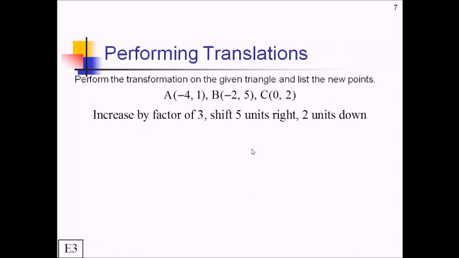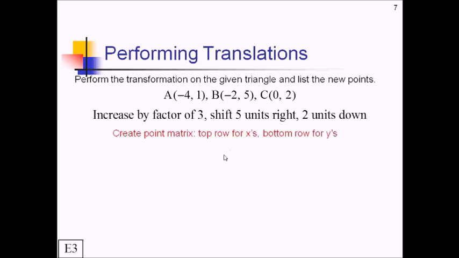So to state the problem more officially, we've got these 3 points of a triangle, and we want to perform this transformation, increase by a factor of 3, and then shift 5 units right, 2 units down. How are we going to do this? One way to do this is to use matrices.